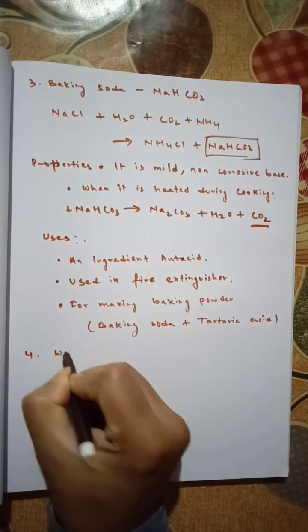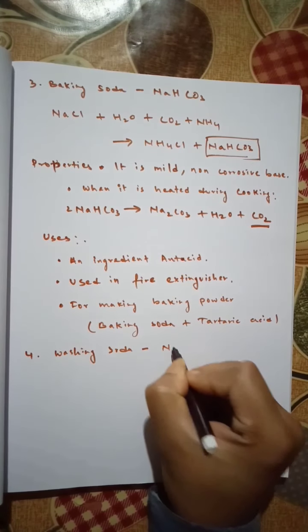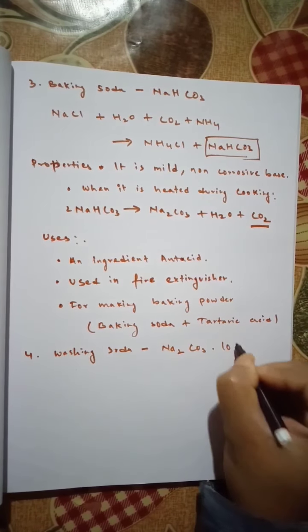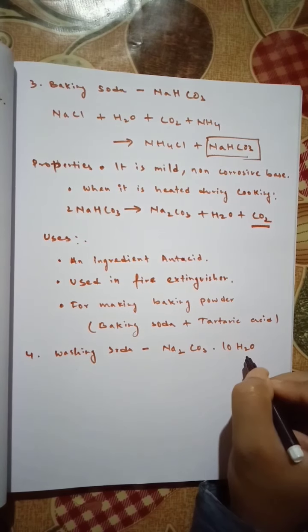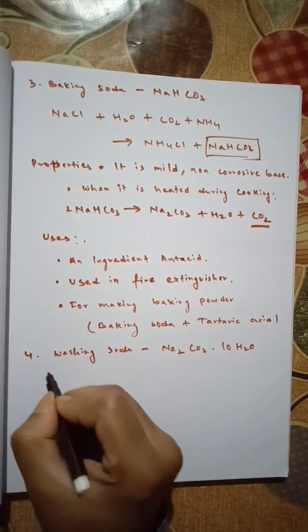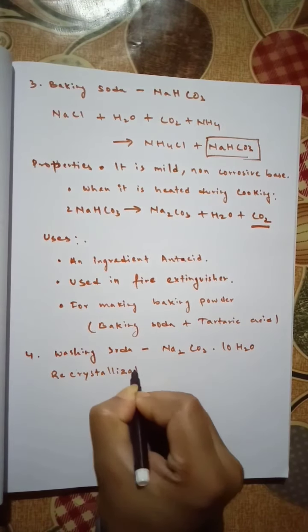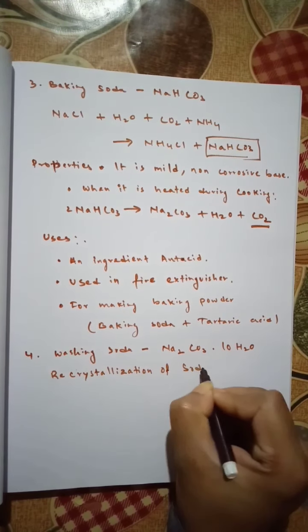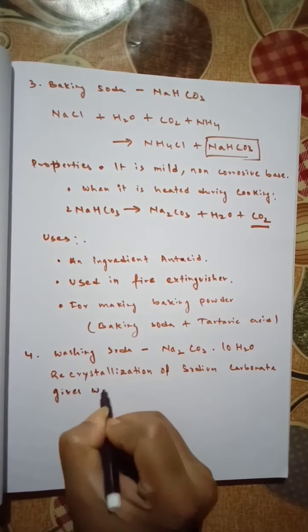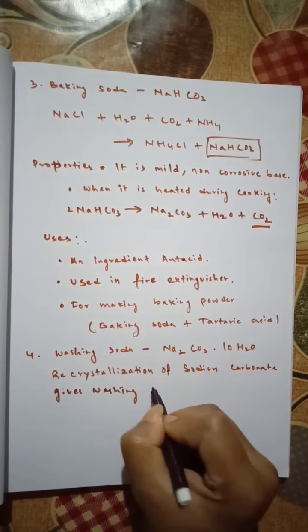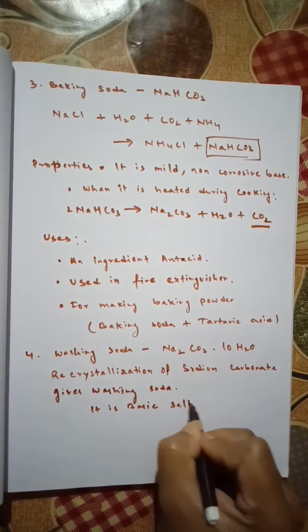Now, the fourth is washing soda, whose chemical formula is Na2CO3 10H2O. Now, what is 10H2O? 10H2O can also be called decahydrate. 10 means deca. Now, what is washing soda? Recrystallization of sodium carbonate gives washing soda, and it is a basic salt. It is basic in nature.